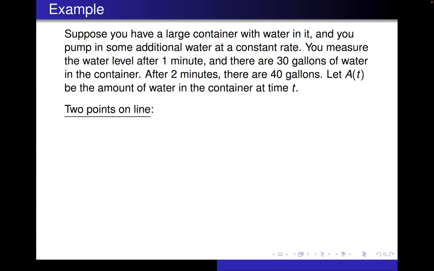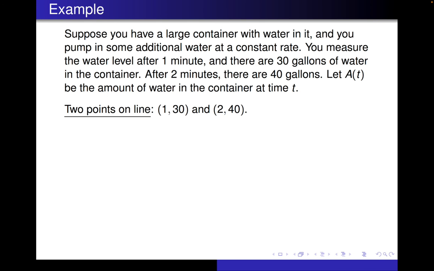All right, so first of all, there's nothing in this problem that directly tells us what the average rate of change is, what the slope of our line is going to be. However, we do have 2 points, and we can use those to find that average rate of change. So we know at time equals 1, there are 30 gallons, so we have the point (1, 30).